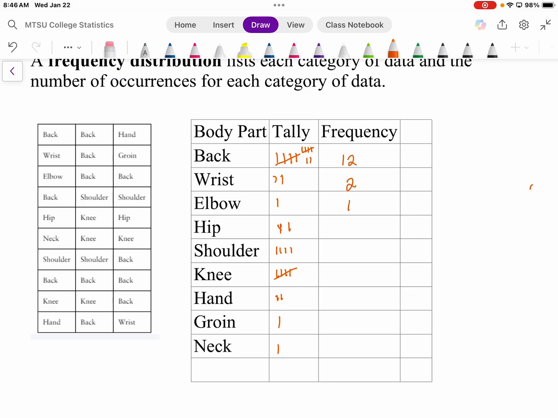And when you get done, you can take a peek up at the screen, see if you got the same number I did.